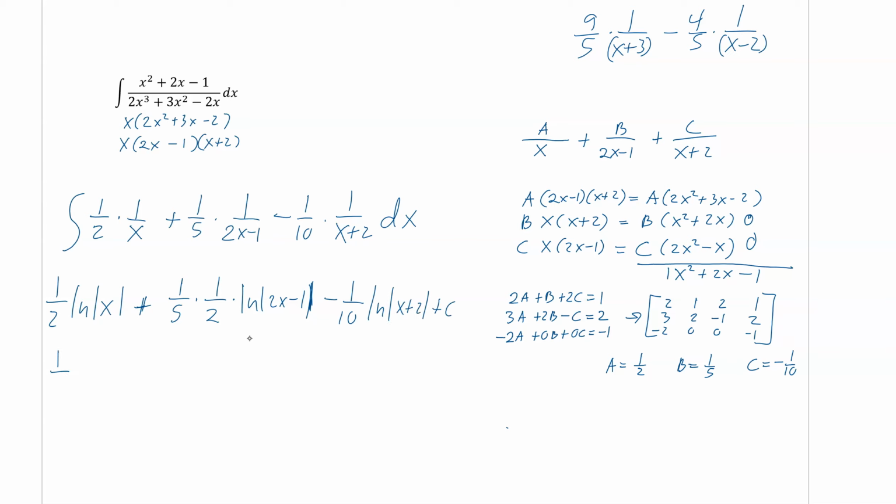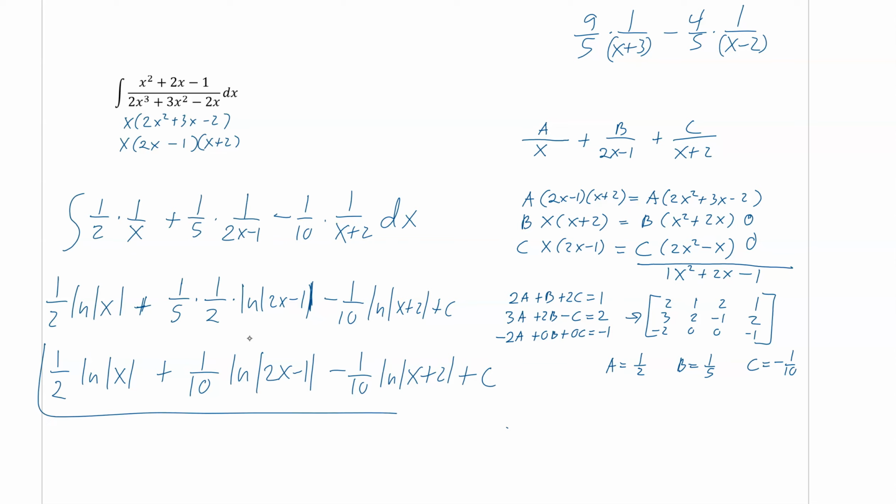So if we combine this, this is 1/2 ln of x plus 1/10 ln of 2x minus 1 minus 1/10 ln of x plus 2 plus c. That's it. So the whole main work for these linear ones is really just getting through the partial fractions. The integral after that becomes very, very simple. It's just a lot of natural logs. All right, in the next video, we will look at repeated linear factors, and what you do there.